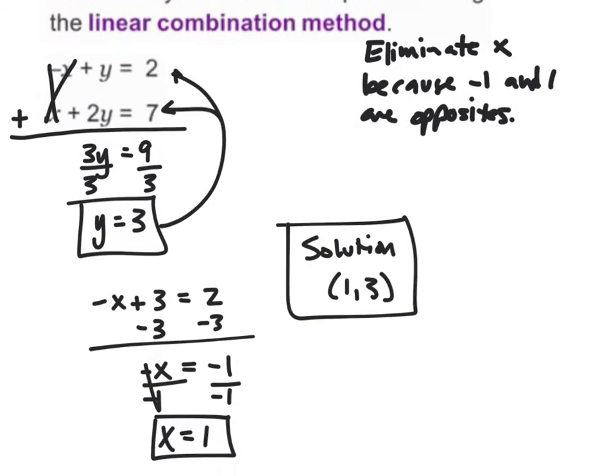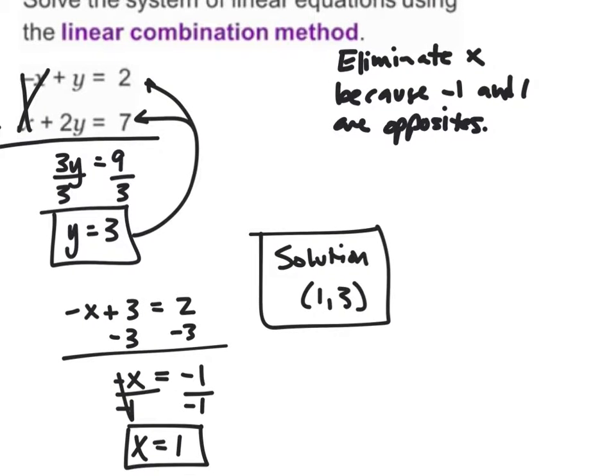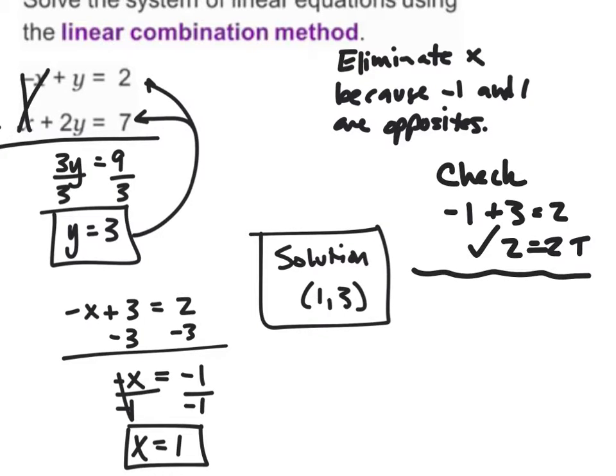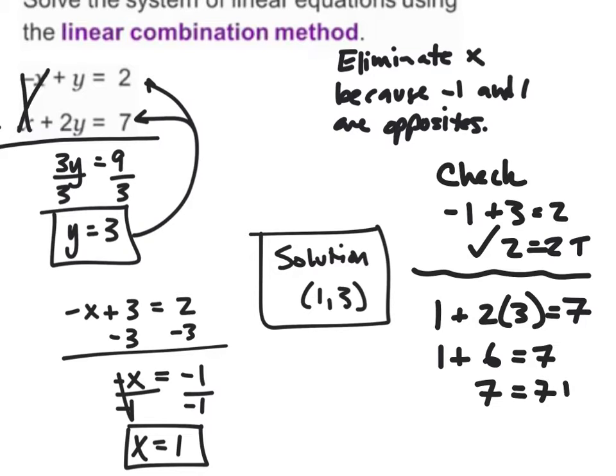Let's check this algebraically real quick. Let's plug this into negative x plus y equals 2. Negative x is negative 1, plus 3 equals 2. So I've got negative 1 plus 3, that's going to give me 2 equals 2. That's true, so we're good. Let's plug it into the next one. I'm going to do 1 plus 2 times y, which is 3. Is that equal to 7? So I've got 1 plus 6 equals 7. So I got 7 equals 7. That is true, and we're good on that. So this is our solution.